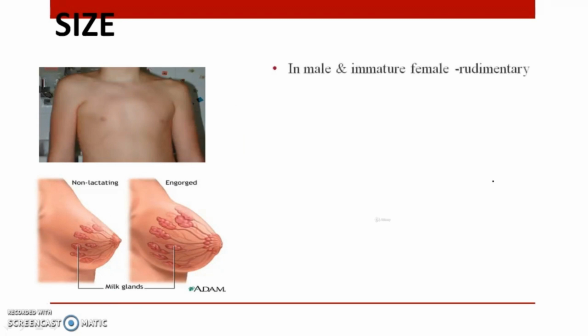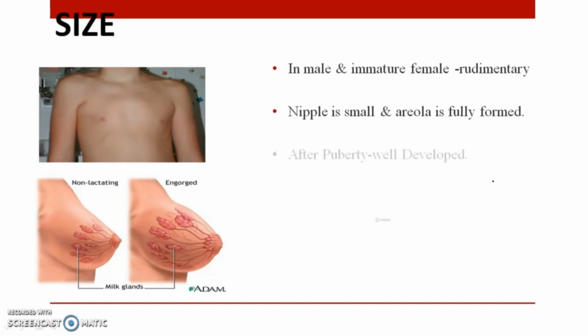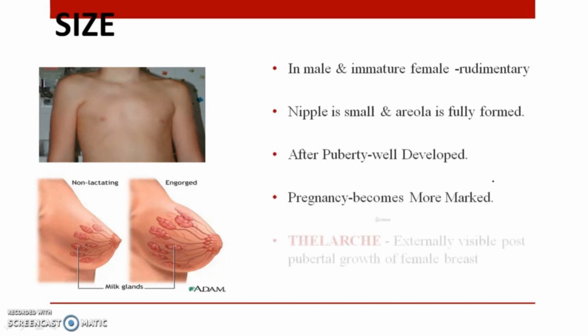In males and in immature females, it is rudimentary. You will see only the nipple and areolar part. The nipple is small and the areola is usually fully formed, and once puberty occurs, it becomes well developed. Later, during pregnancy, it becomes more marked. Then at the time of pubertal growth of the female breast, it is visible externally.